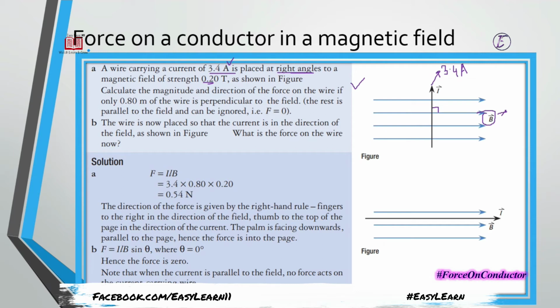Calculate the magnitude. First we need to calculate the magnitude. The magnitude can be calculated with the help of the formula. And then the direction of the force. The direction of the force can be found by using the right hand palm rule, which we discussed in the previous couple of slides.